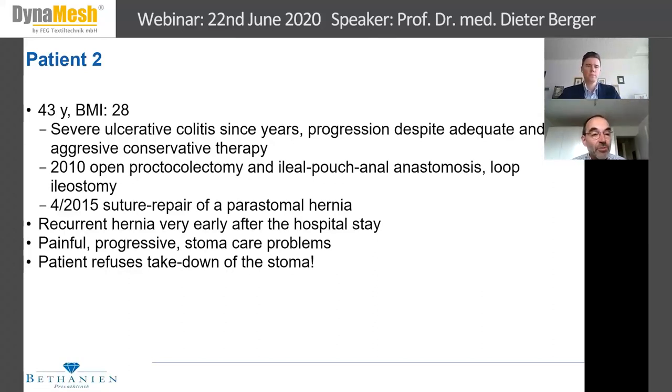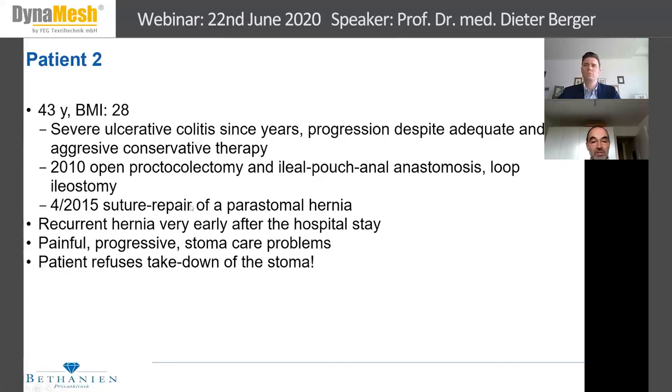Next patient, 43 years old, BMI 28. He has had severe ulcerative colitis for years, and he was adequately treated with aggressive conservative therapy, including antibodies and so on. And in 2010, he got an open proctocolectomy and ileal pouch anal anastomosis and a loop ileostomy. After this procedure, the patient was absolutely happy with the loop ileostomy, and the ileostomy was not taken down.